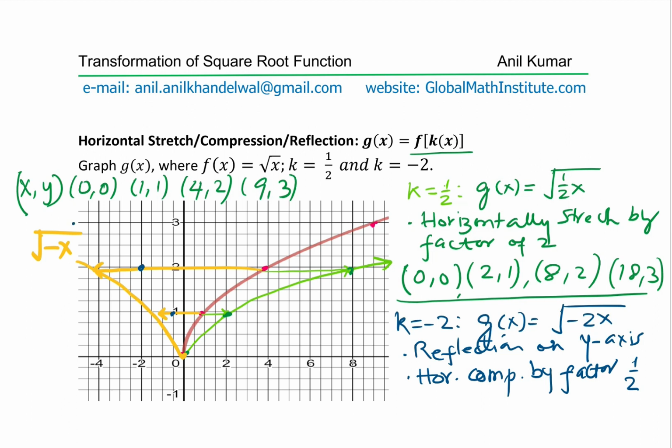So connecting these, we incorporate the compression. Now we get our function which is square root of minus 2x. Is that clear to you?